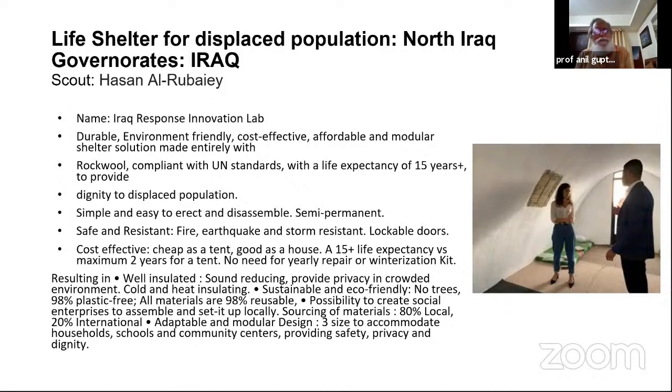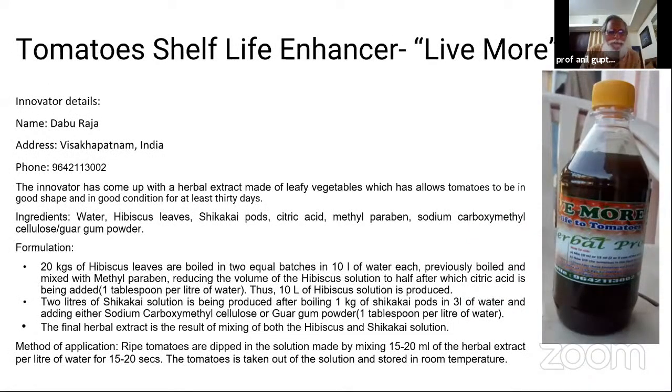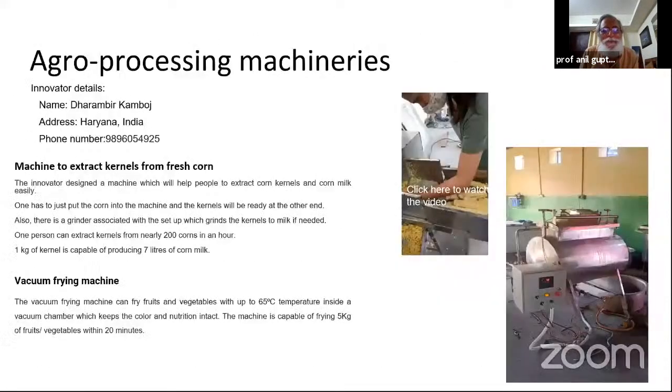This was a shelter for refugees, a very low-cost shelter. This is the technology I was mentioning to you from Visakhapatnam for increasing the tomato shelf life. Shikakai, which ladies use for their hair, he is using that and hibiscus leaves for increasing the shelf life of tomatoes. Very interesting solution. He was given an award because it is such a serious problem. This was a machine developed by Dharamveer, a famous awarded innovator, for getting the milk out of corn.